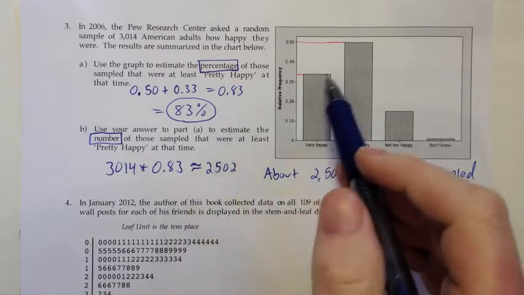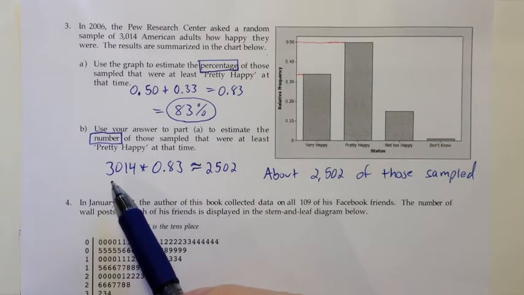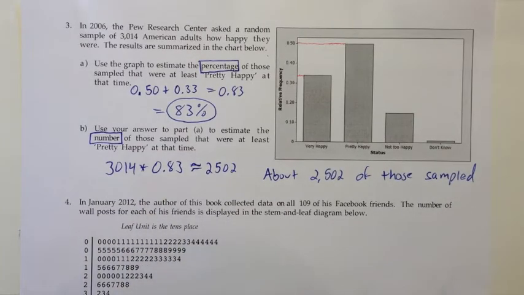So one was the percentage straight off the graph, and then using that percentage times the number that were sampled, we can convert that over to a number that were at least pretty happy. Alright, moving on to number 4.